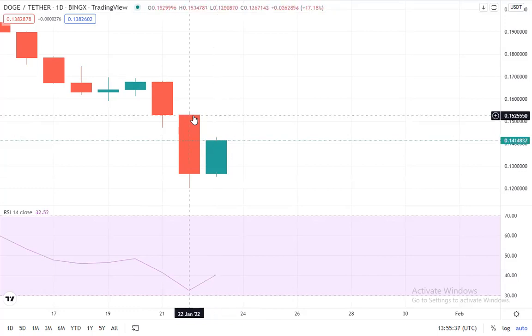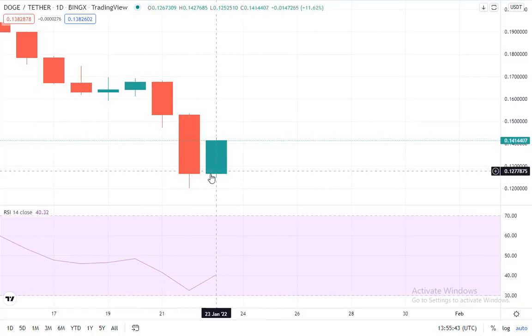So if it is the red, the bearish candlestick, it has to come from the top to the down. If it is the bullish, it has to come from the down to the top. So that's how they form, right?